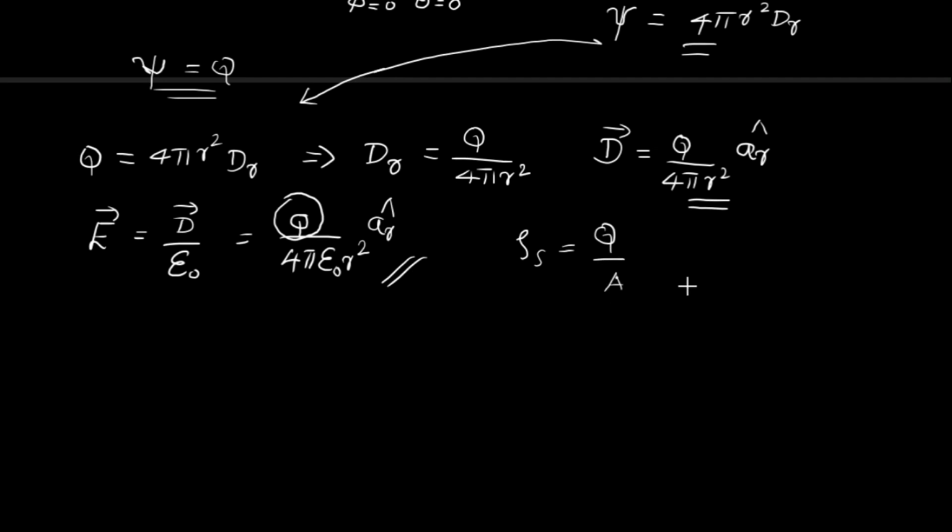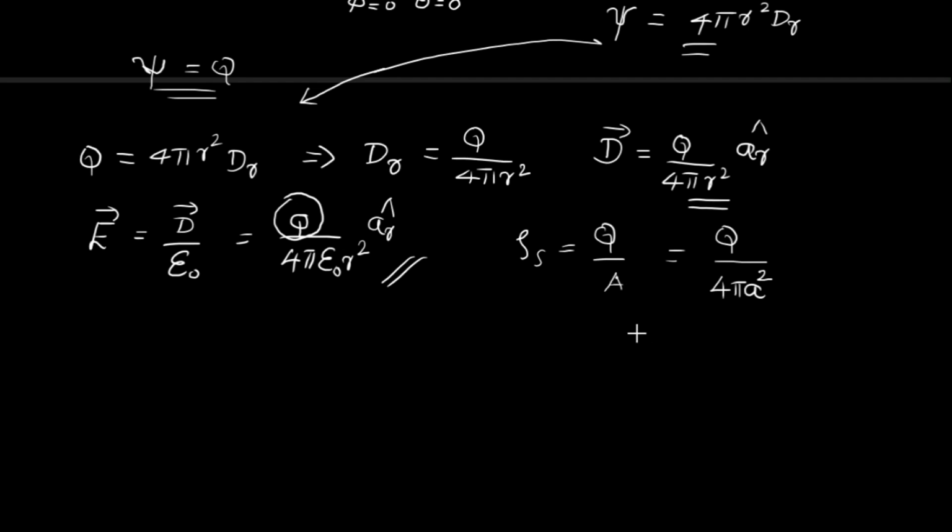So Q by A. Here, what is the surface area of the shell? The surface area of the shell is 4 pi radius squared. The radius of my spherical shell is A, so it is 4 pi A squared. Remember, here I am calculating the surface charge density of the spherical shell, so you have to consider the radius of the spherical shell, not the Gaussian sphere. So Q divided by 4 pi A squared is my rho s.